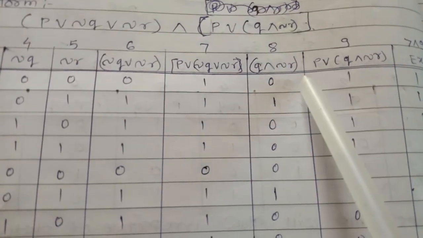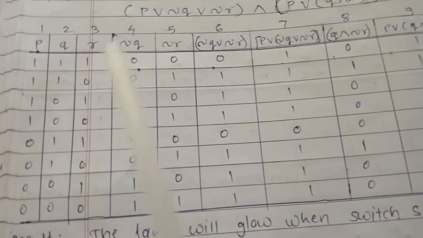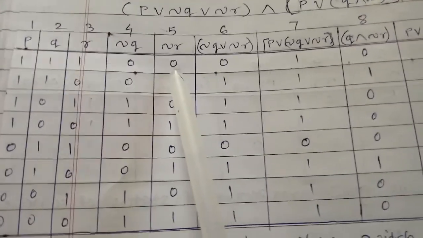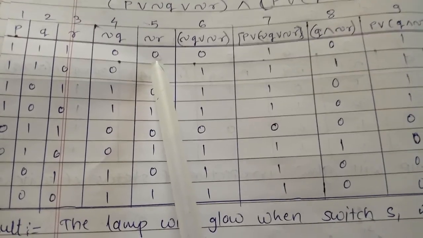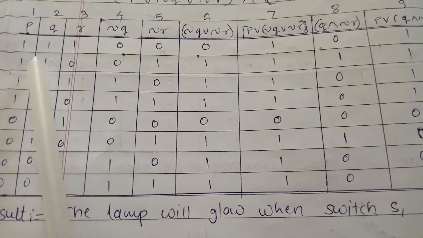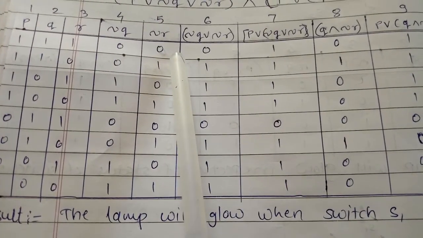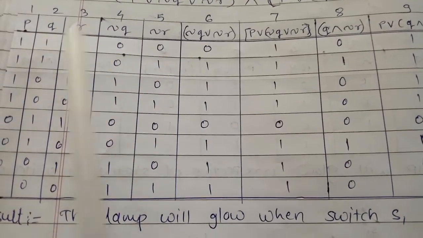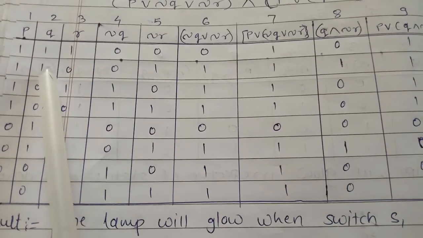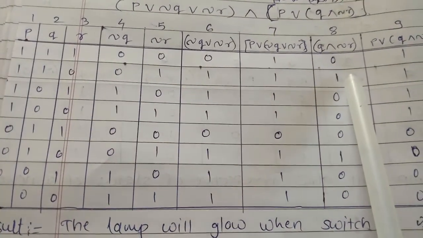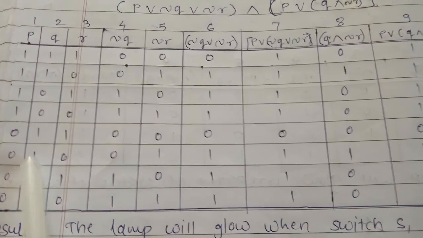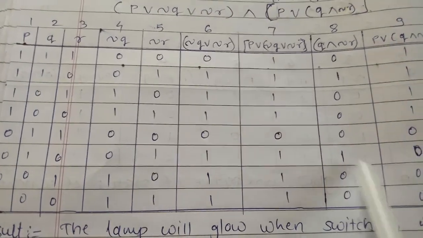Now the next one, that is Q conjunction negation R. Now see, Q conjunction negation R means 2 और 5 के बीच में हमें conjunction देखना है. So see, 2 and 5 conjunction means if both the statements are true, then it is true. Now see again, if both the statements are true, then it is true, otherwise it is false.